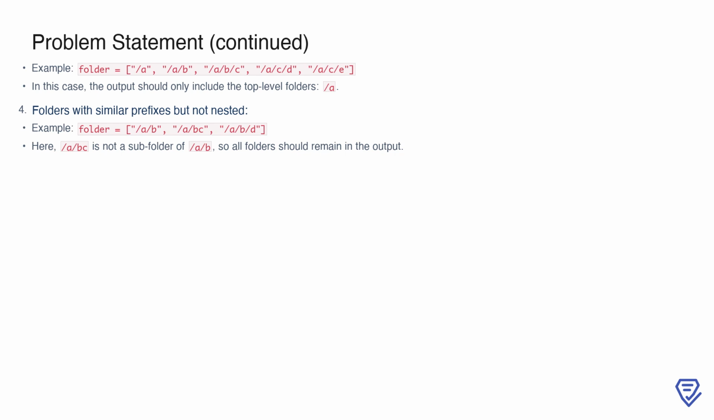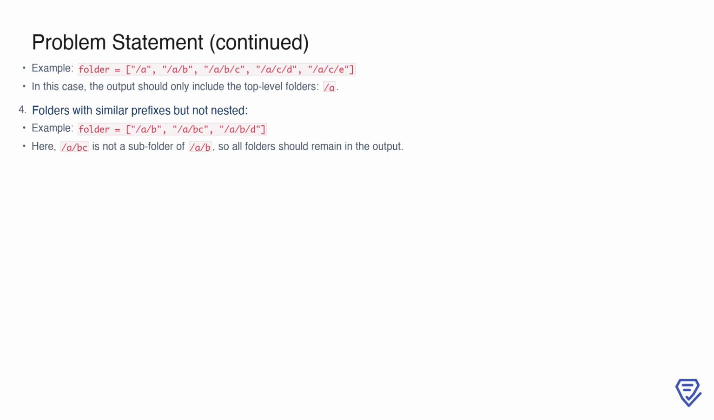Finally, let's look at some constraints and edge cases. The number of folder paths in the input list can go up to 40,000, and each folder path can have a maximum length of 100 characters. The paths only contain lowercase letters, digits, slashes, and dots, and every path starts with a forward slash. Edge cases include scenarios where all folders are subfolders of a single parent folder, such as /A//B, /A//B/C, /A//B/C/D, where only /A remains.